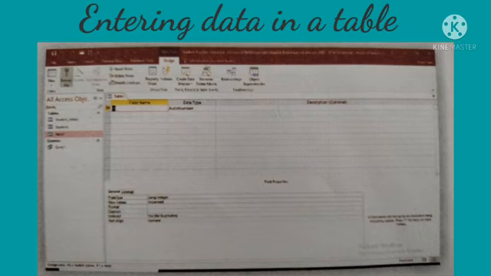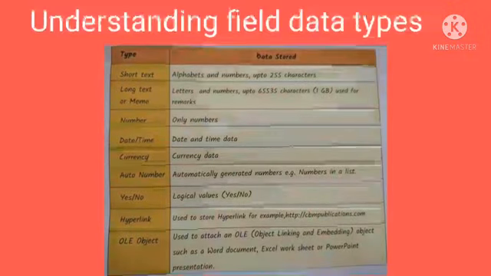The table opens in the Design View. Fourth, enter the field name. Fifth, press the Tab key to move to the Data Type column. Sixth, click on the drop down arrow in the Data Type column and select a data type. Seventh, similarly enter other field names and their data types. Now students, we will understand what data types are.